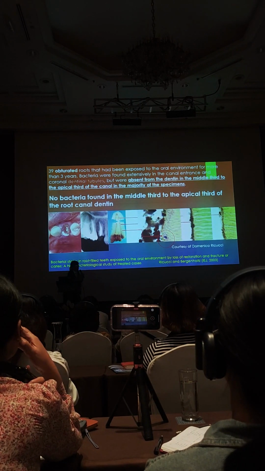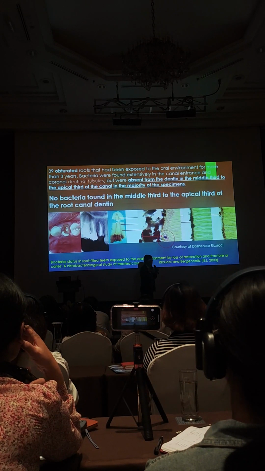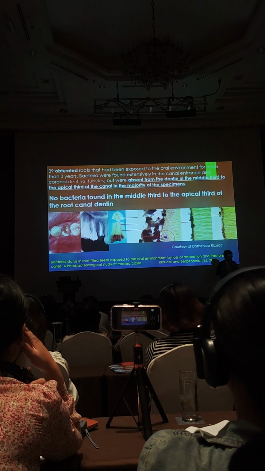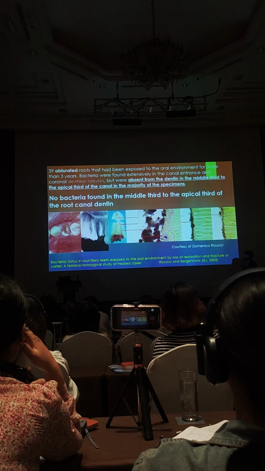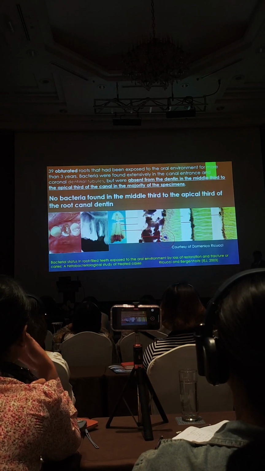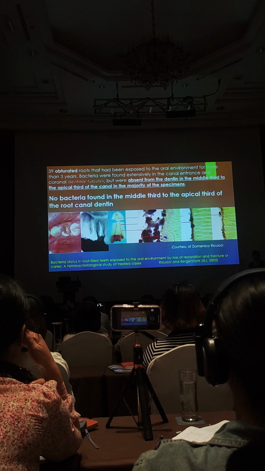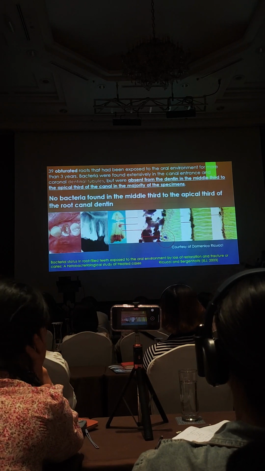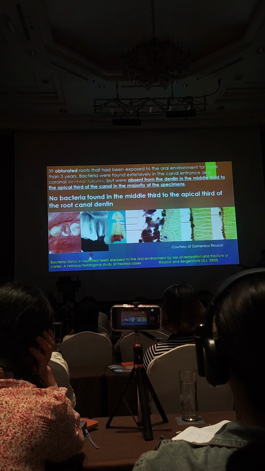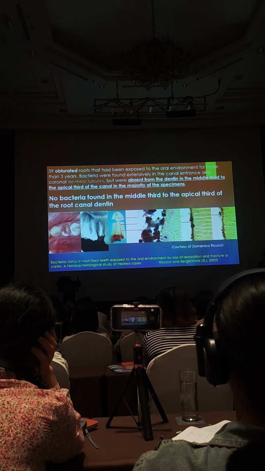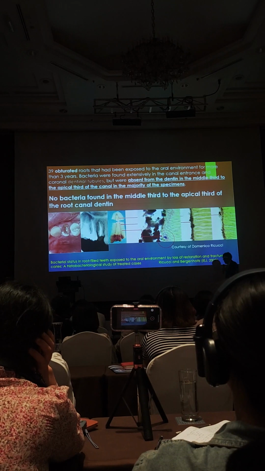So if you do the retreatment, you need to focus on the dentin in the coronal 1/3 because you find lots of bacteria in the coronal dentin. You don't have to enlarge the root canal in the apical 1/3 because there are no bacteria around this area, the apical 1/3. But you have lots of bacteria in the coronal 1/3. This is very important.